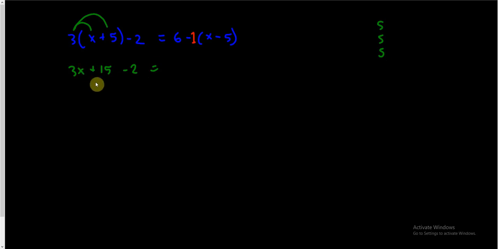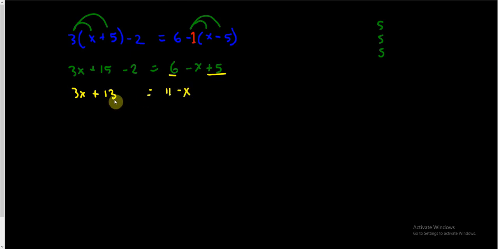Let's see, 3x doesn't have any like terms, so I'm going to bring it down, but positive 15 minus 2 are like terms, so that'll give me positive 13. Nice. So now let's do this other side. Bring down the 6, but I need to distribute this negative 1. So I become negative x, and negative 1 times negative 5 makes positive 5. All right, and if I'm looking at like terms, 6 plus 5, these are like terms, so that'll be 11 minus x.